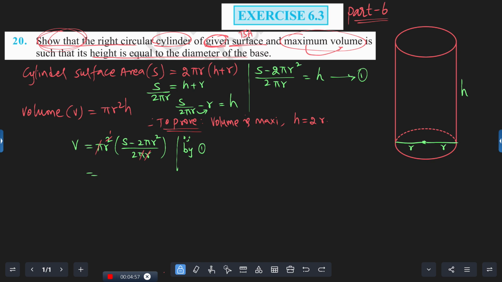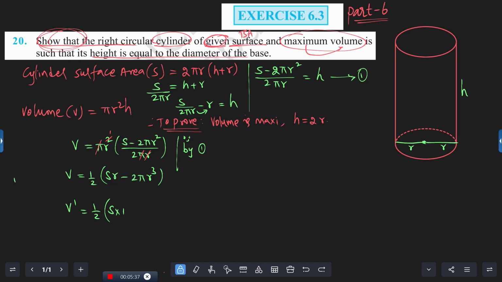The 2, you first multiply r inside. So S r minus 2 pi r into r square, that is r cube, divided by 2. Let me write 1 by 2 outside. Is it okay now? If you take the 2 separately, the 2 will cancel; let it be. This is the V. Now volume only you have to differentiate. So V dash is equal to 1 by 2, let it be, S into derivative of R with respect to R.